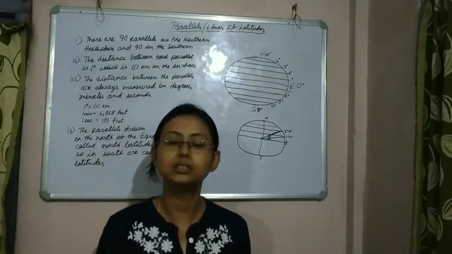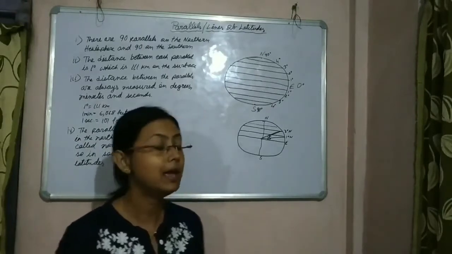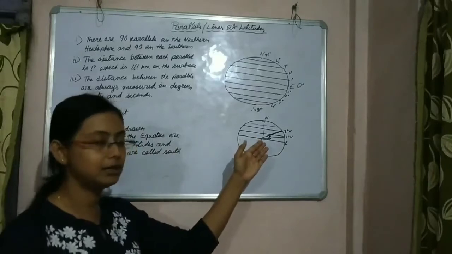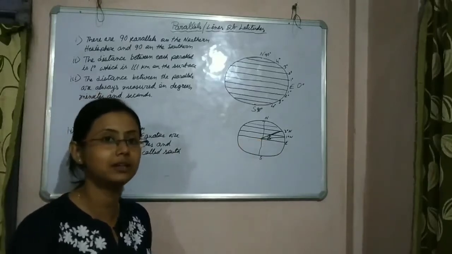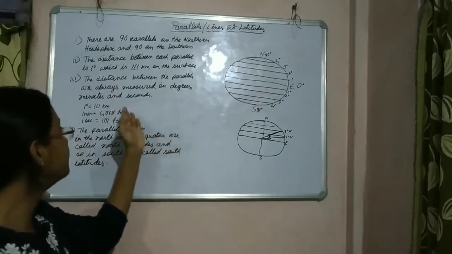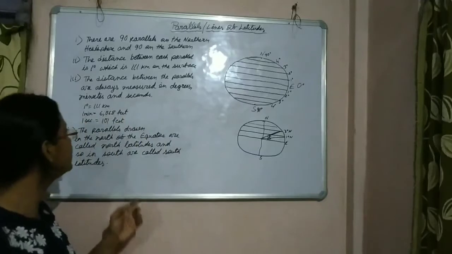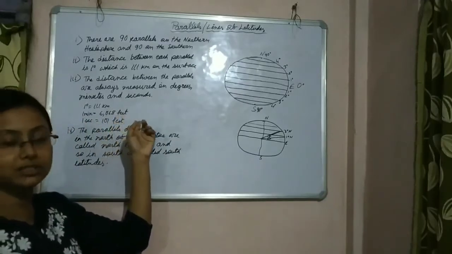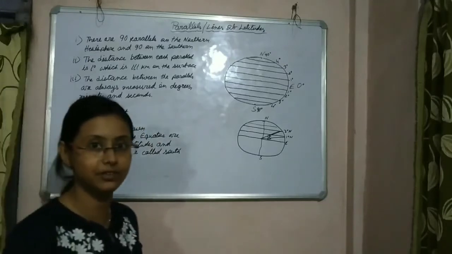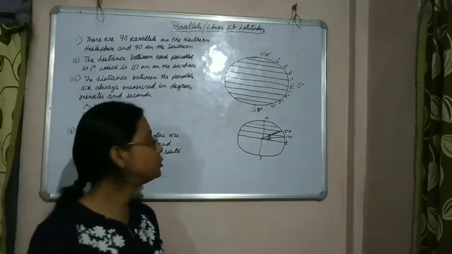Another important thing we need to know is that generally, on the ground, we measure distance in kilometers, meters, centimeters. But in the case of parallels, the distance is always measured in degrees, minutes and seconds. 1 degree here is equal to 111 kilometers, 1 minute is equal to 6068 feet, and 1 second is equal to 101 feet of surface distance, approximately. So, clear up to this much.